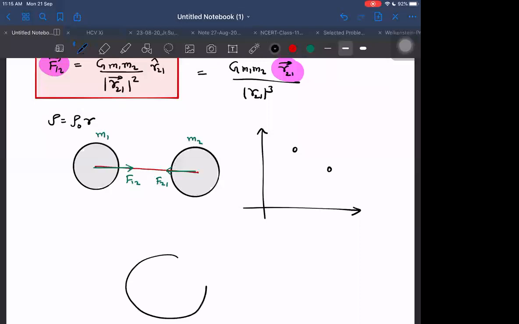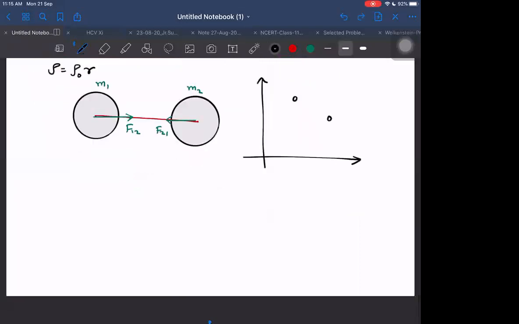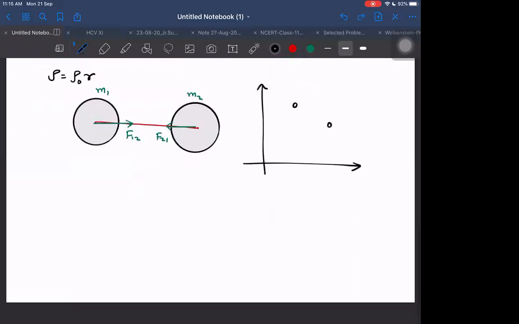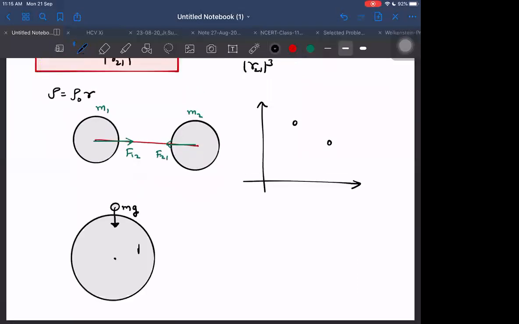Let's say this is the mass of earth, and there is a small ball on top of it somewhere. On this small ball, we already know we apply m into g. And what force will be acting on the earth? Earth has mass capital M, but it does not mean capital M into g. That will also be equal and opposite, so it will be small m into g only on earth also. Action and reaction are always equal and opposite. This will not be different.